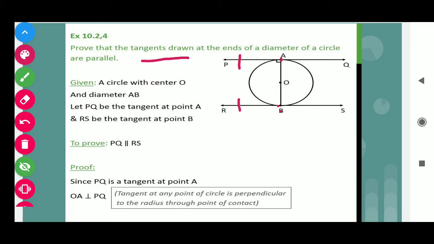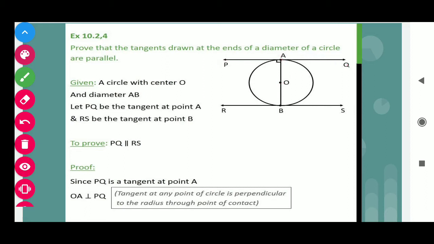So students, here we have given a circle with center O and AB is the diameter. Let PQ be the tangent at point A and RS be the tangent at point B. We need to prove that PQ is parallel to RS. Here we have the solution. Since PQ is tangent at point A, OA is the radius. So OA is perpendicular to PQ.